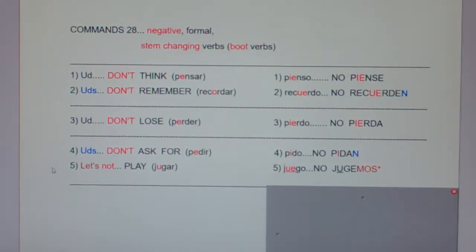I'll say it, clap, and you repeat it. What's the chant for negative formal commands? Yo form, chop the o, opposite vowel ending. Yo form, chop the o, opposite vowel ending.